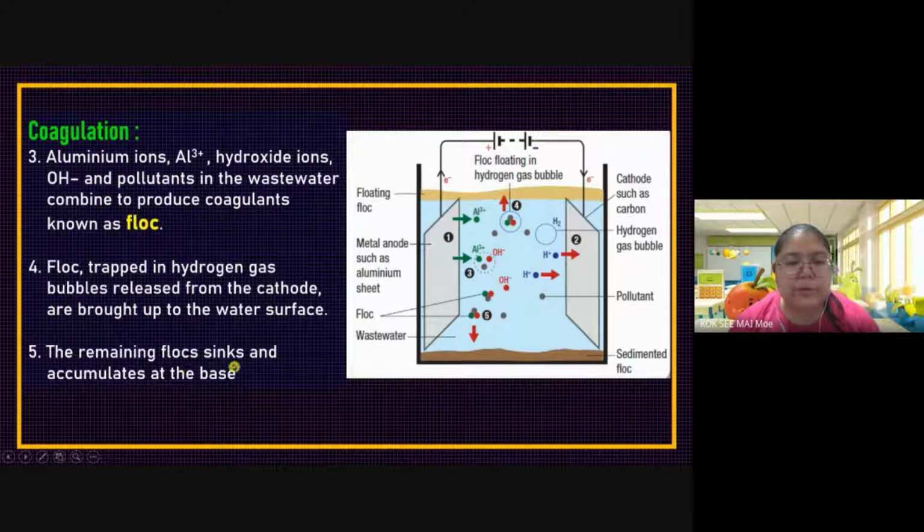The remaining floc will sink and accumulate at the base. So the rest never come out inside the gas bubble. So finally, they will sink at the bottom. This one we call the sedimentation of the floc. So this one is a combination of electrolysis and coagulation inside the wastewater. So anything that is waste just combines together, then is trapped in the hydrogen gas bubble. After that they leave upwards, so they leave outward, then you can do the filtering. But at the bottom, there's the waste, which will sink at the bottom.